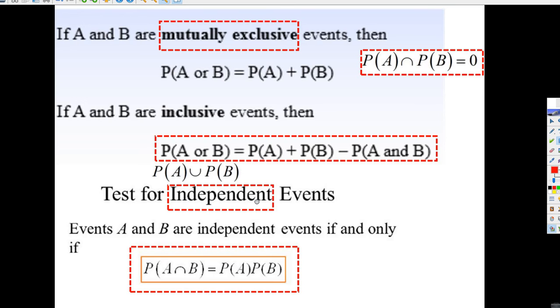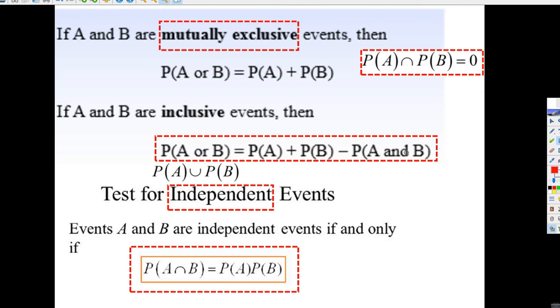That's the first one. The next one: if they say the word independent, then the probability of A and B, that's the intersection, if you want to find it, is just the probability of A times the probability of B. So that's the second one that's super important.